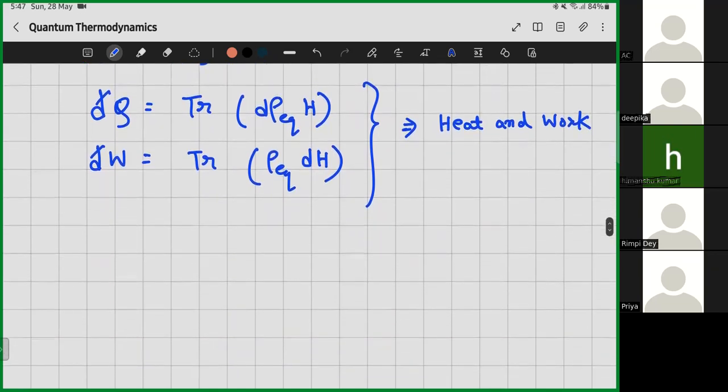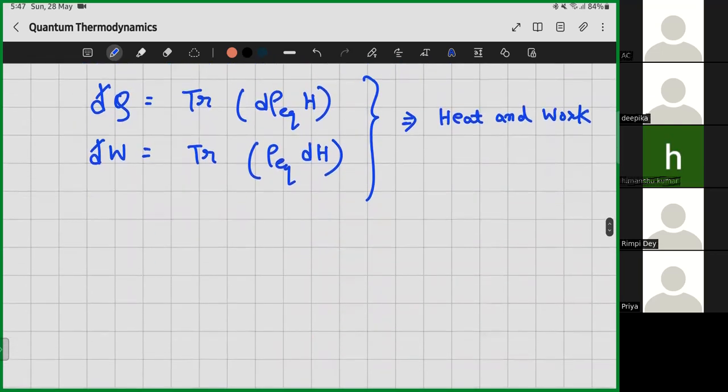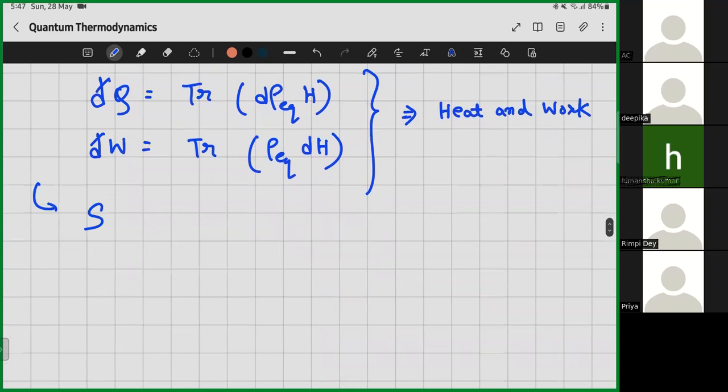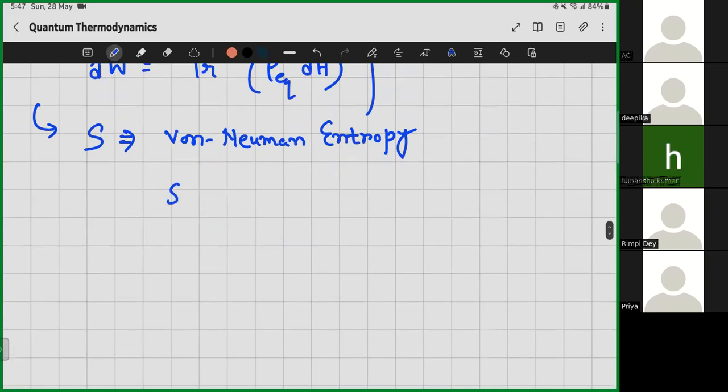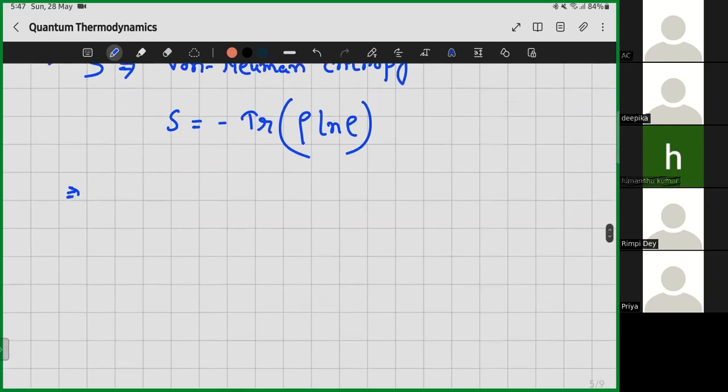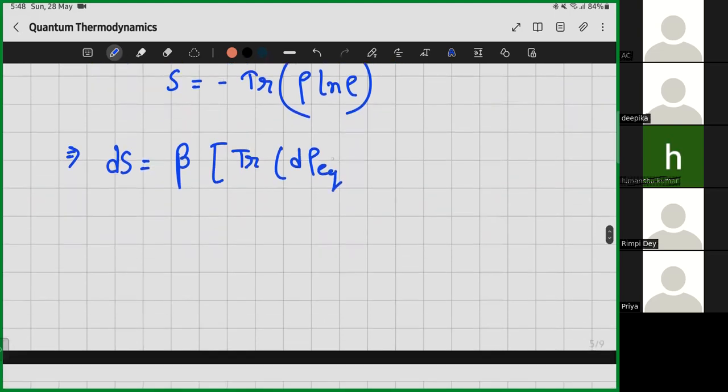Okay. So now another important property is entropy, and for a quantum mechanical system, the entropy is defined with the von Neumann entropy. The von Neumann entropy is minus trace of rho ln rho. This is our von Neumann entropy. So if we differentiate again, then we obtain this. I'm not doing these steps; these are mathematical steps. For the equilibrium state, rho will be replaced by the rho equilibrium.